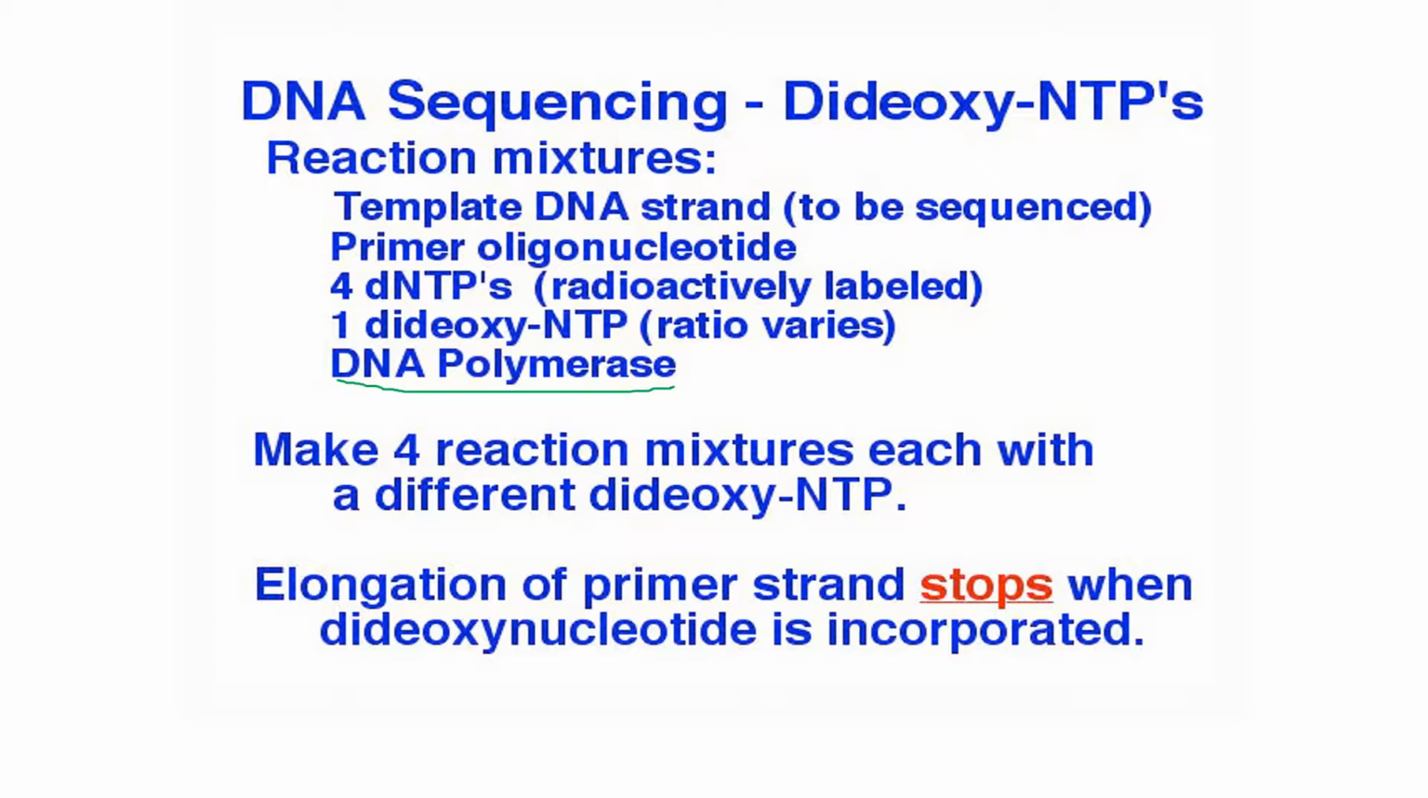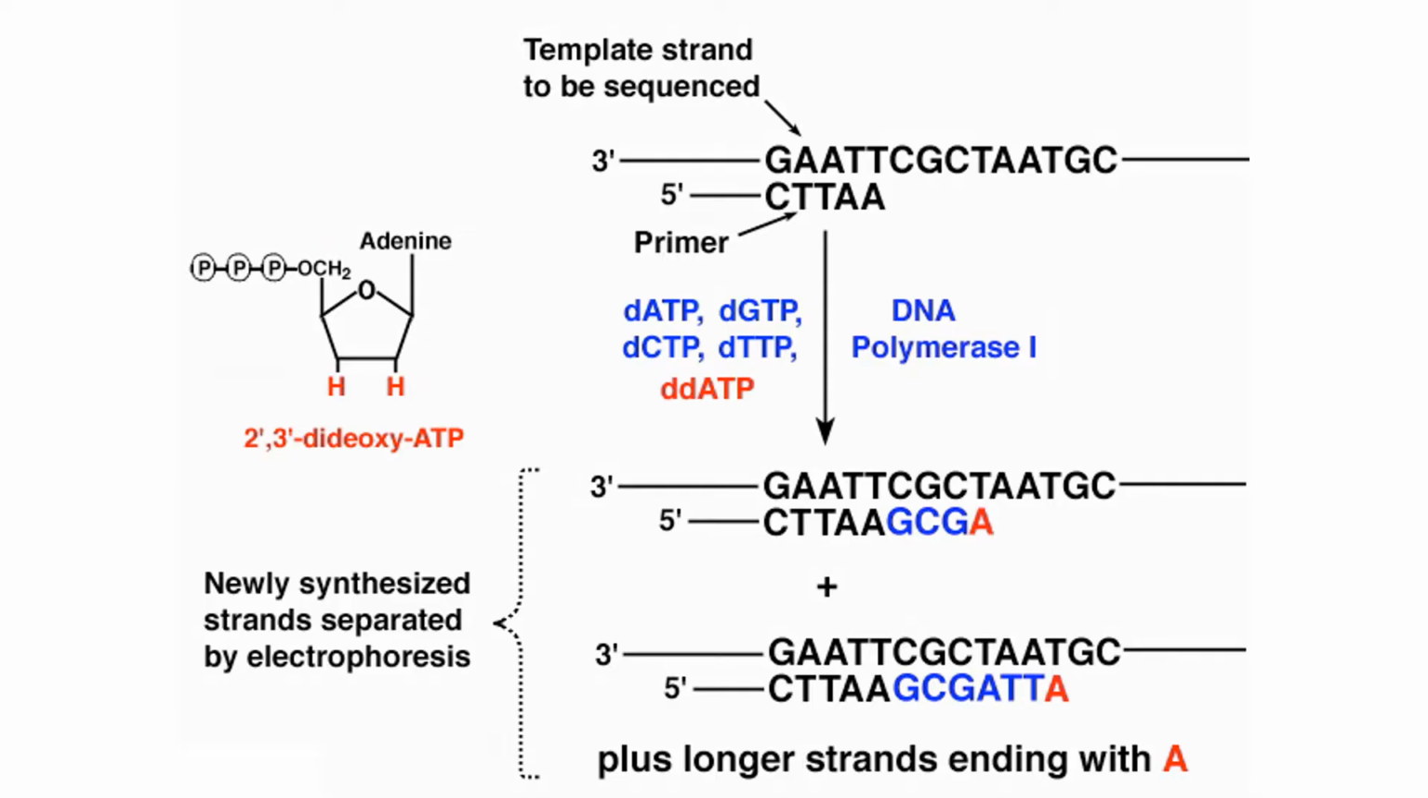And what we do is make 4 reaction mixtures, each with a different dideoxy NTP. Elongation of the primer strand, so we're going to be copying that template strand, stops when the dideoxynucleotide is incorporated into that growing strand. So that means that DNA elongation will terminate at different positions along that growing strand, and that will enable us to sequence that. We'll talk about how that's done.